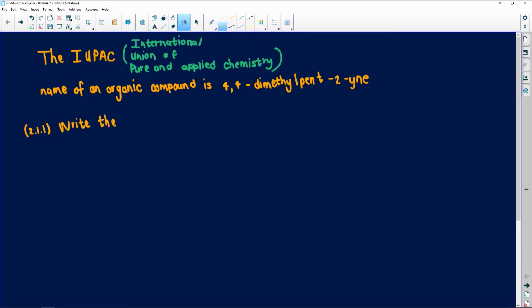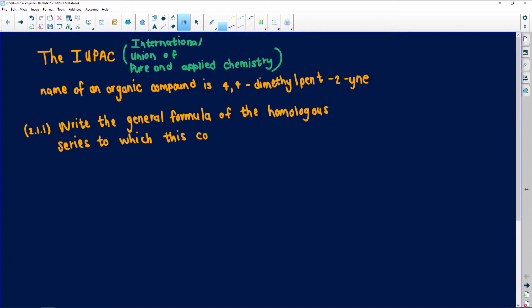Write the general formula of the homologous series to which this compound belongs. And this was going for 1 mark.